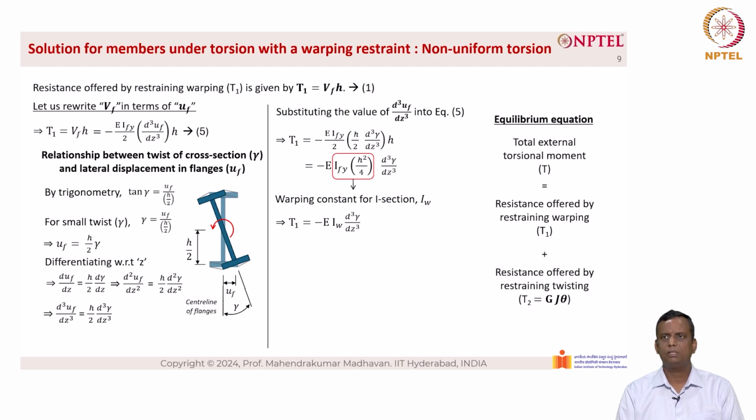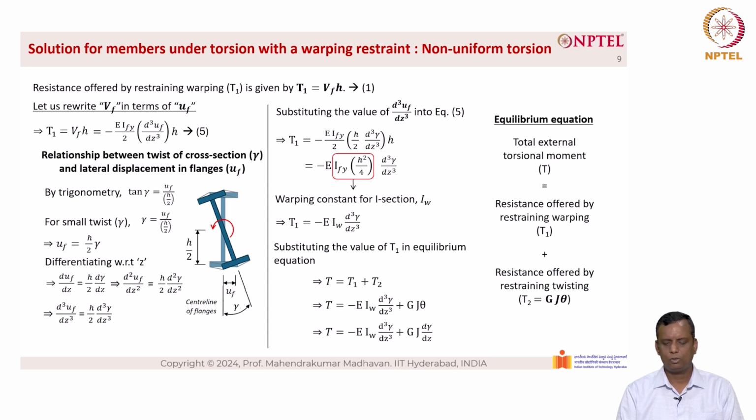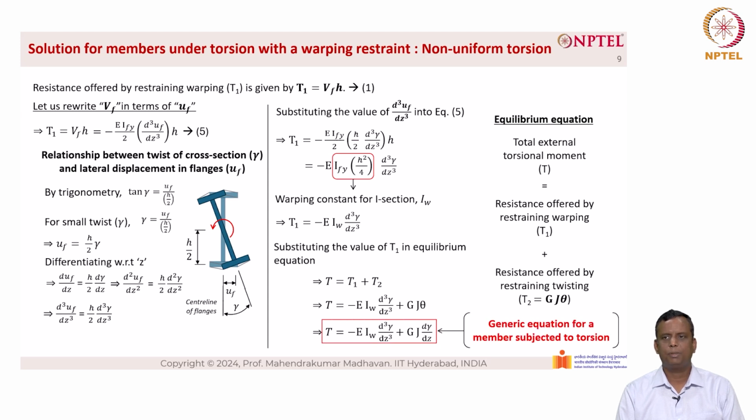So the equilibrium equation: the total external torsional moment T is equal to the resistance offered by restraining warping, T1, and the resistance offered by restraining twisting, T2, and T2 is given as GJ theta. Substituting the value of T1 in the equilibrium equation, we have T equal to T1 plus T2, which becomes T equal to minus E I_W into d cube gamma by dz cube plus GJ theta, where theta can also be represented as d gamma by dz. Now this becomes the generic equation for a member subjected to torsion.